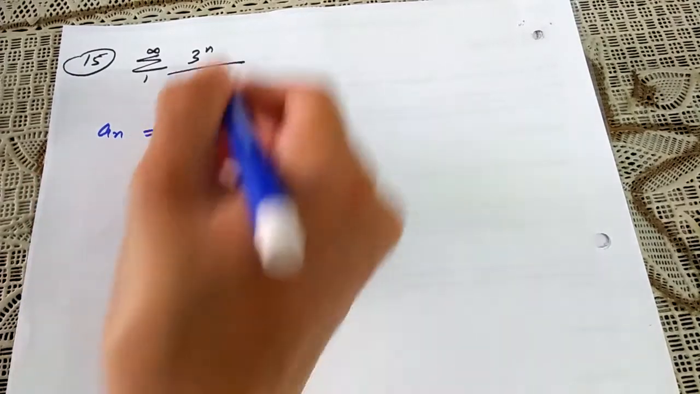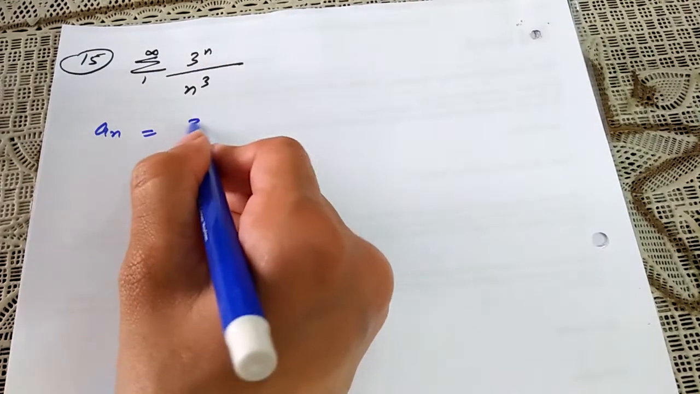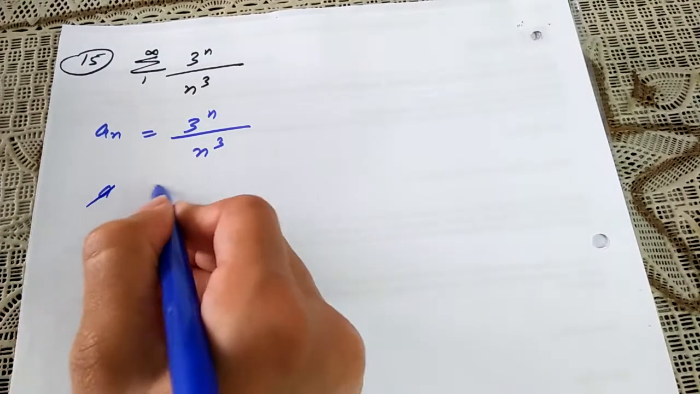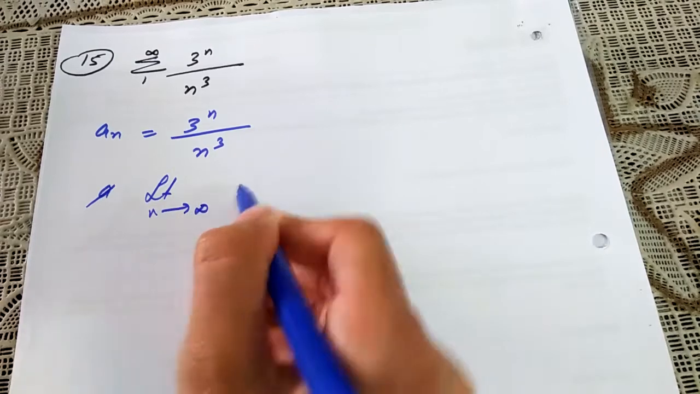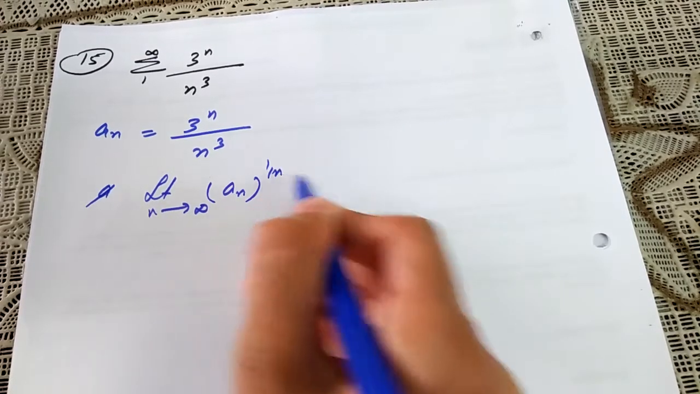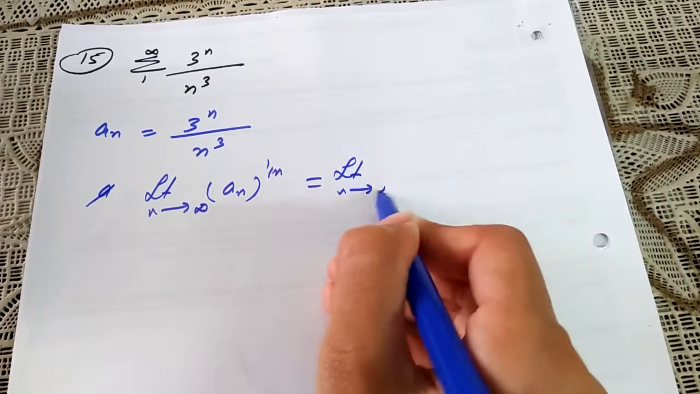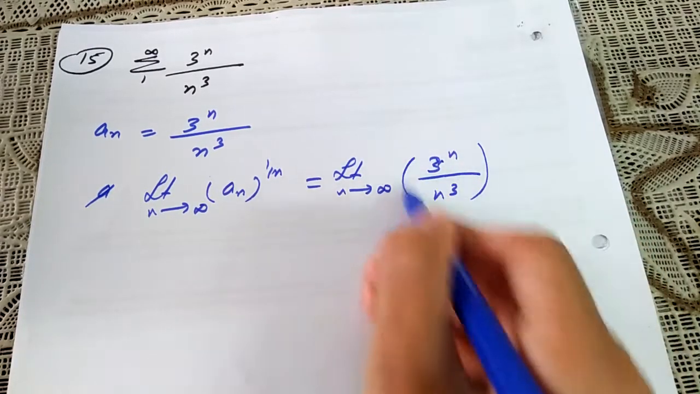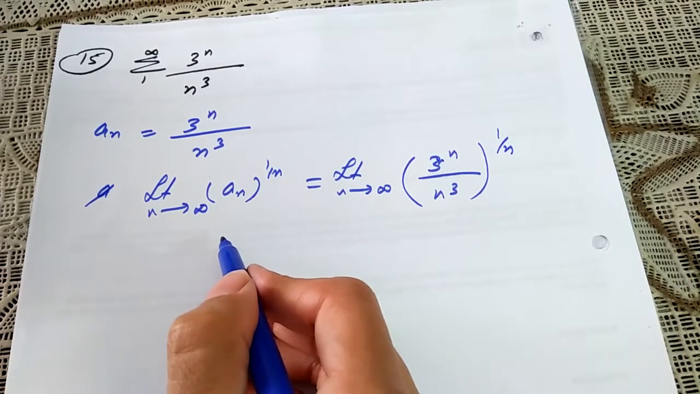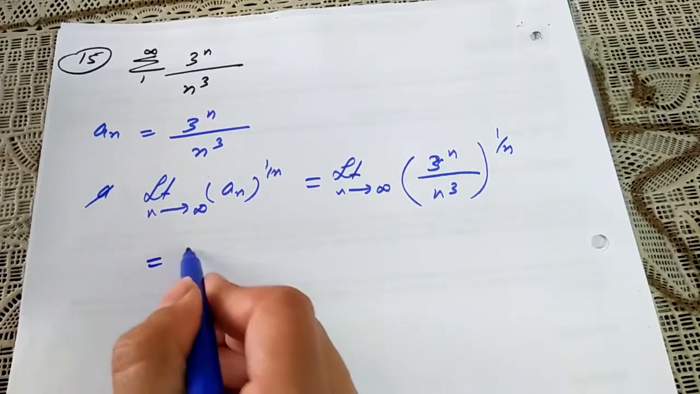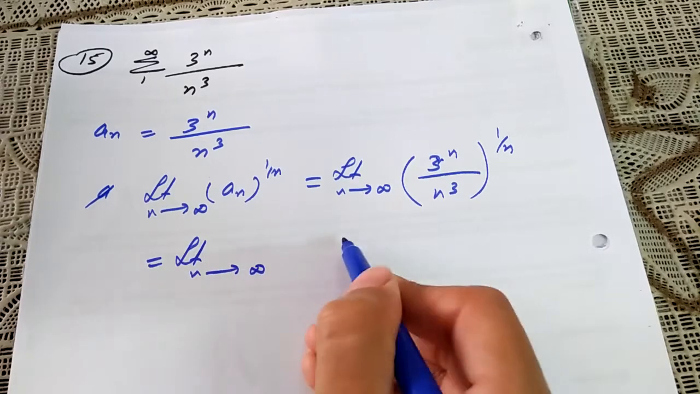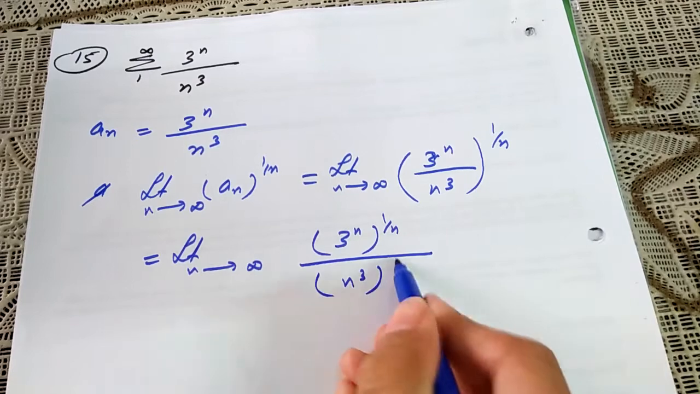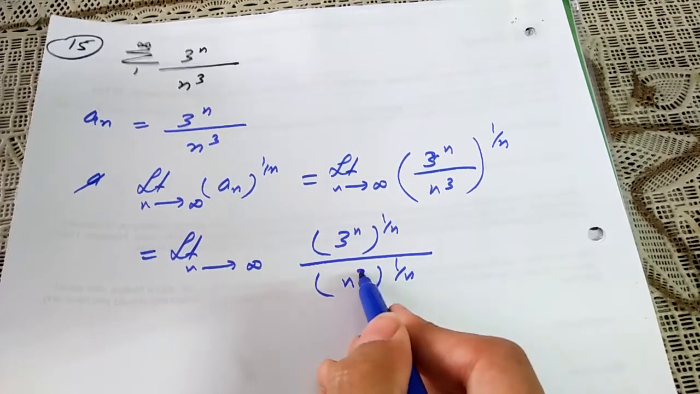The a_n term here is 3 raised to power n over n cube. After applying the Cauchy's root test, that is the limit as n approaches infinity of a_n raised to power 1 over n, this will give you the limit as n approaches infinity of (3 raised to power n over n cube) whole raised to power 1 over n. This will give you the limit of (3 raised to power n) whole raised to power 1 over n and (n cube) raised to power 1 over n, like this. It can be separated like this.